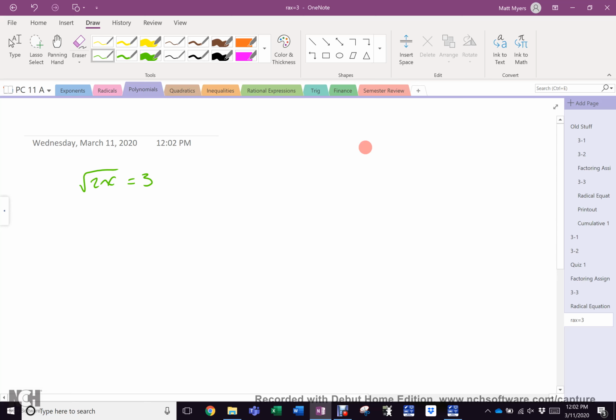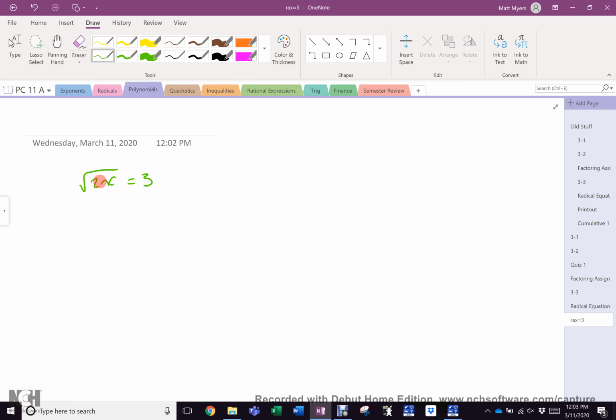Everything that's in the way of getting that variable by itself. There's a square root, and there's a times 2, yes? Okay, what do we have to get rid of first? I have to get rid of the square root first. What gets rid of a square root?